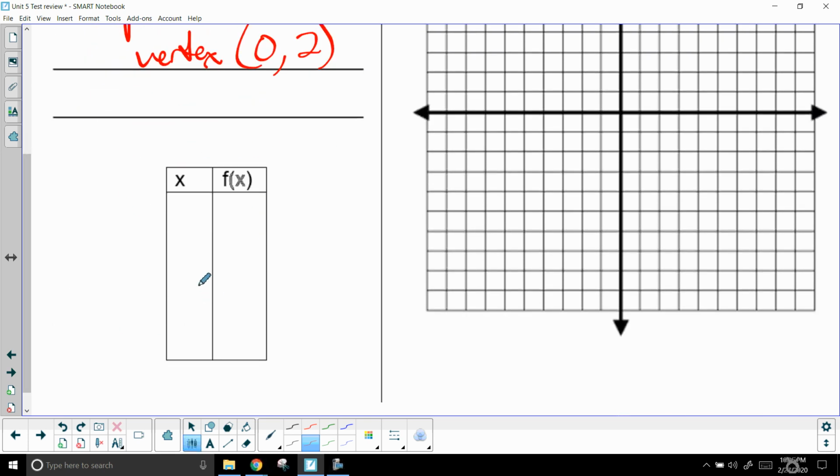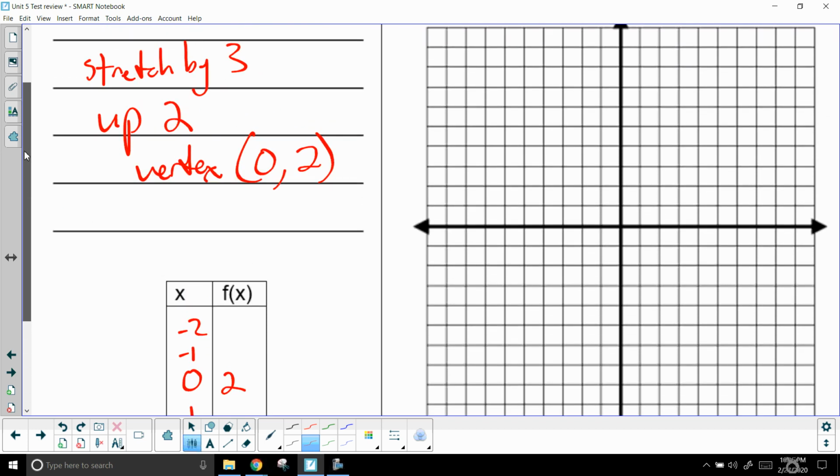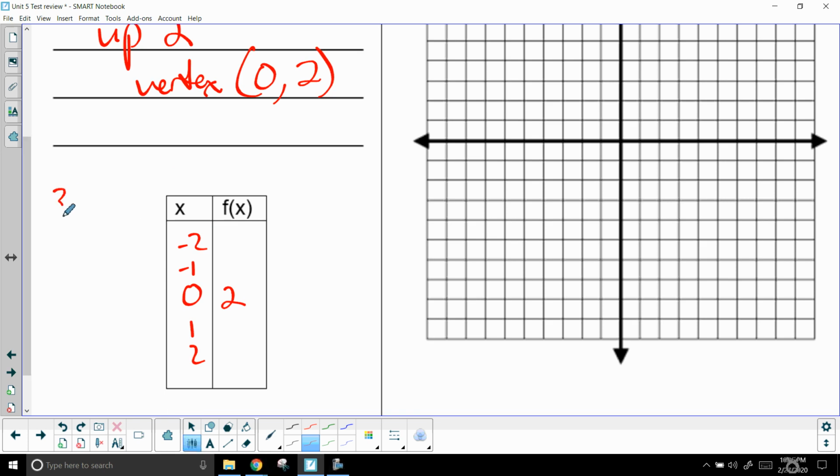0, 2. Negative 2, negative 1, 1, 2. Again, I'm going really fast because you should already have this done. If you want to stop, you can hit pause. Plug in negative 2. Negative 2 squared is 4. 4 times 3 is 12. 12 plus 2 is 14. Negative 1 squared is 1. 1 times 3 is 3. 3 plus 2 is 5.